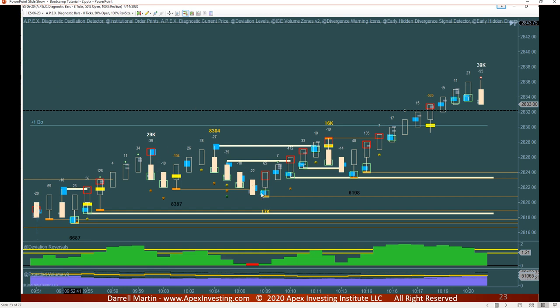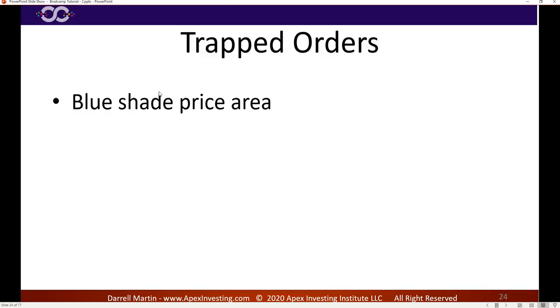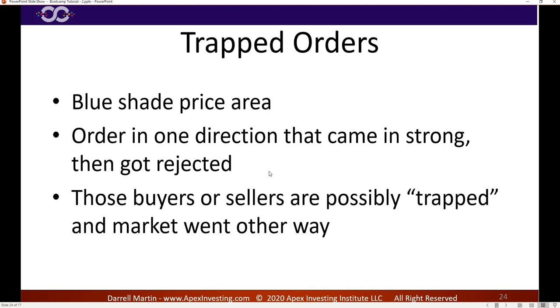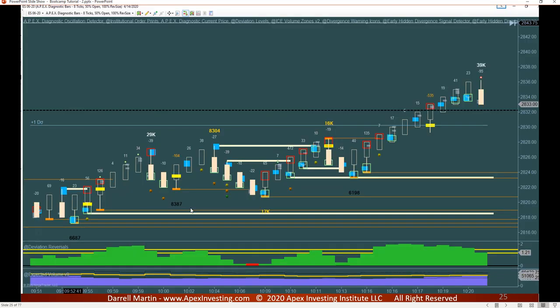Here's more and more examples. There are exhaustion boxes all over, right? Okay, we'll talk about actual TX trades, but those are exhaustion boxes. That's how they're plotted on your chart. Trapped orders, they're the blue shaded price area. Basically what it means is there's orders in one direction that came in strong and then got rejected. So those buyers or sellers are possibly trapped and the market went the other way. Again, I'll dig in deeper into that for you.